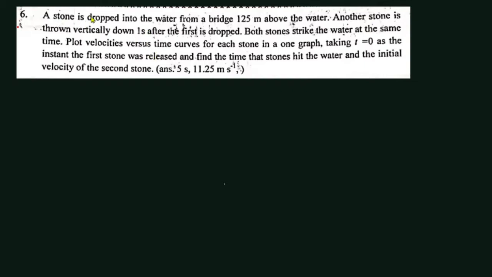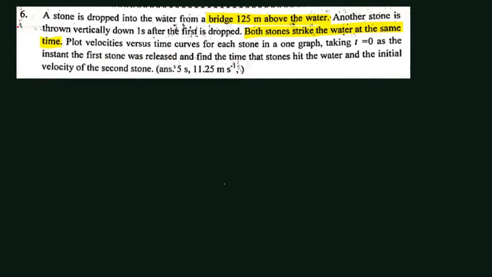Here it says a stone is dropped into the water from a bridge 125 meters above the water. If this is the water level, it is dropped from 125 meters above. Another stone is thrown vertically downwards. The stone that was thrown was thrown after 1 second, and both strike the water at the same time. We need to plot the velocity versus time curve for each, taking t equals 0 as the instant of release of the first stone.